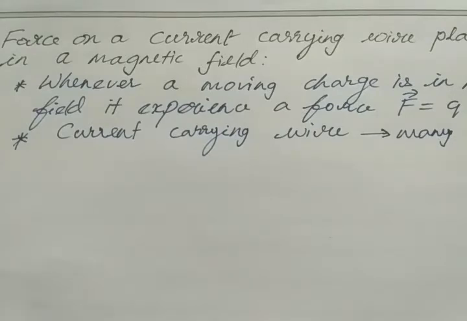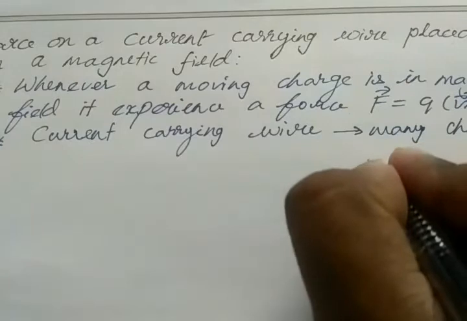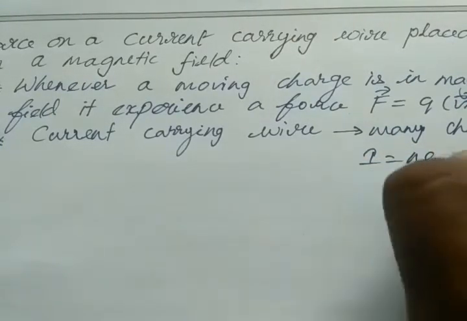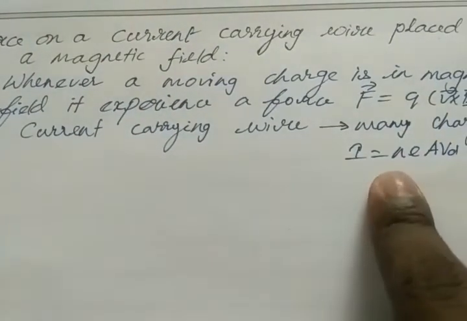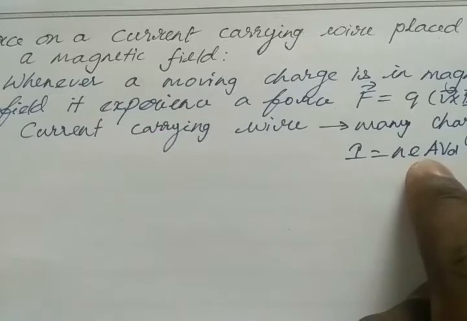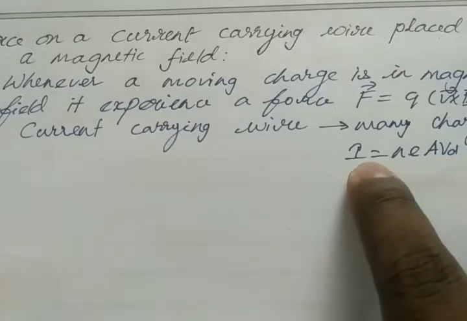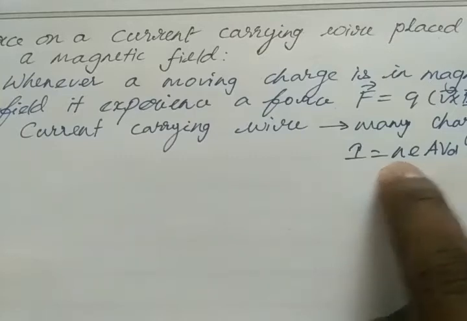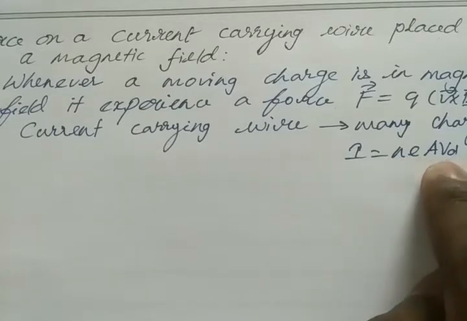So what is the formula for current in terms of charges? We studied in chapter 2, current electricity. Here we have current equal to nEAVd. Can you remember this formula? What is n? Number of charges, e charge of electron, A area of cross section of the conductor, Vd drift velocity. Remember this formula? We studied in second chapter. Okay. So the current is the product of number of charges, charge of electron, cross section area and drift velocity.